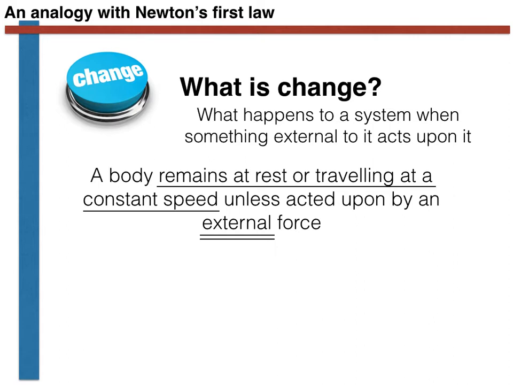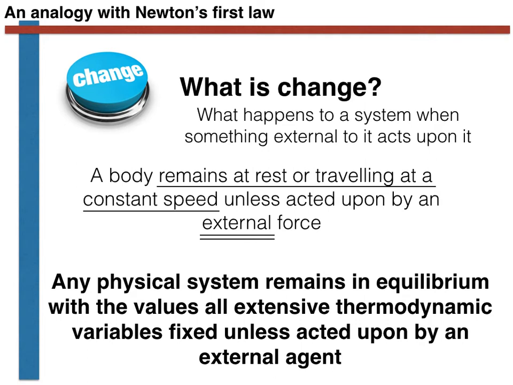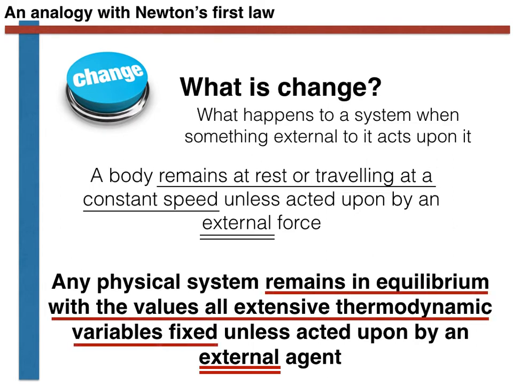With this law in mind, let's give a statement of this sadly unnamed law of thermodynamics, which is the thermodynamic equivalent of Newton's first law. This law states that any physical system remains in equilibrium with the values of all extensive thermodynamic variables fixed, unless acted upon by an external agent. Notice that once again we have this word external here, and that this statement, the statement of the law, answers the question, how does the system behave when it is not being acted upon by anything external to it? The answer, it remains in equilibrium with the values for all extensive thermodynamic variables fixed.